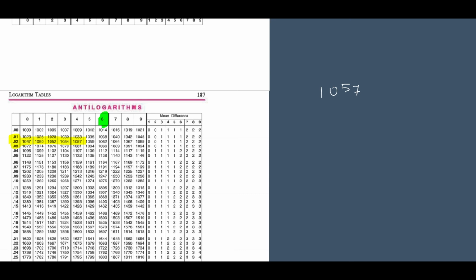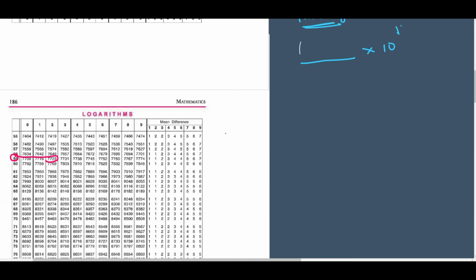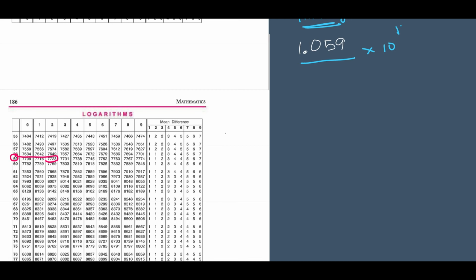Next, what is my number? Next 7 is there, the mean value is 7. You have to focus that this number is nothing but 2. So just make it 2 and add here. So 1059 is there. Just mark it here, 1059. Always you have to make one decimal. So my final answer is 1.059 into 10 power 1, which is approximately 10.59. This is your final answer.